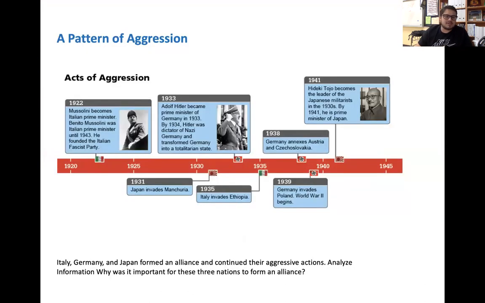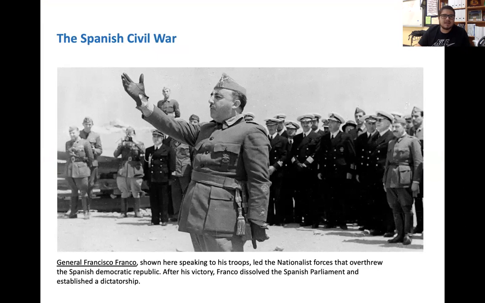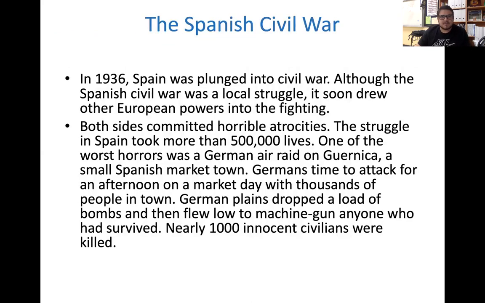Now, a pattern of aggression. This is taken directly from the book. And here it pretty much just outlines in chronological order what's actually happening about aggression and how they're going to start taking over bits and pieces. Now let's talk about the Spanish Civil War in Spain. General Francisco Franco, shown here speaking to his troops, led the nationalist forces that overthrew the Spanish Democratic Republic. After his victory, Franco dissolved the Spanish Parliament and established a dictatorship. So let's talk about it a little bit more in detail.